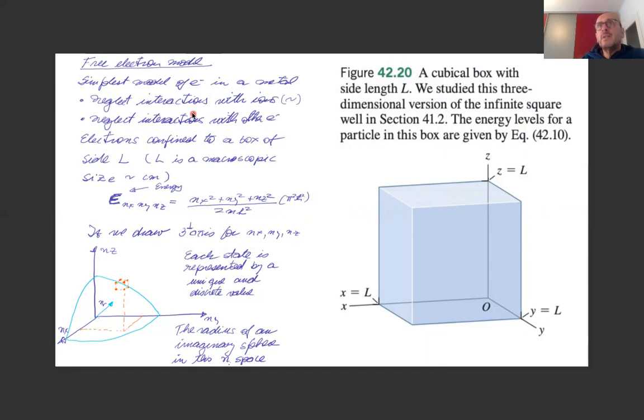So how are we going to describe this model? First we're going to neglect interaction with ions. The electrons are not going to interact with the ions. The electrons are not going to interact with other electrons, and we're going to see how far this simplification gets us. So the electrons are confined to a box of side L. We did this already, didn't we? Yes, we studied this.